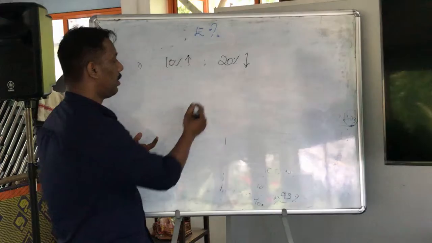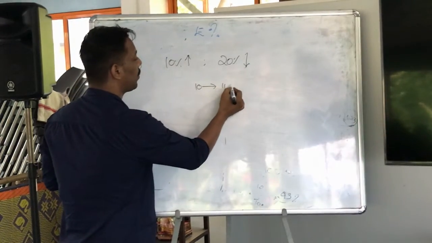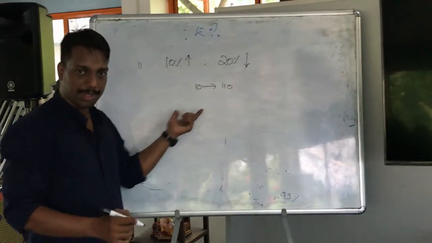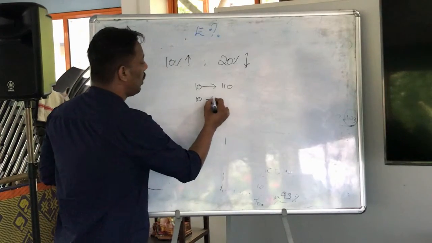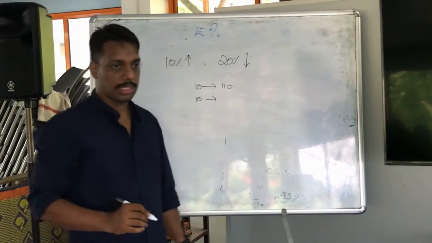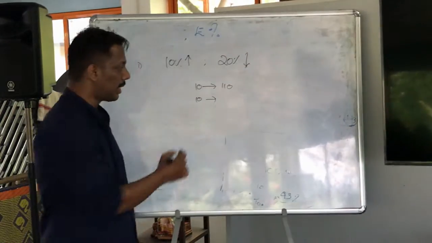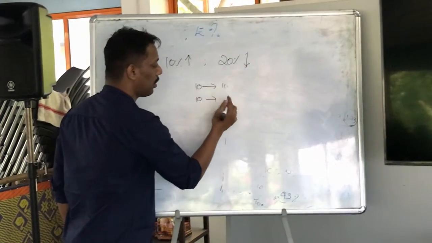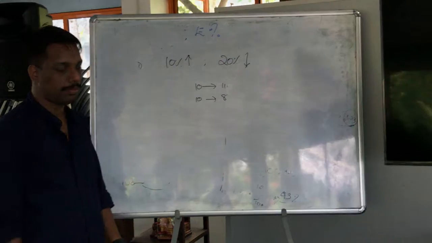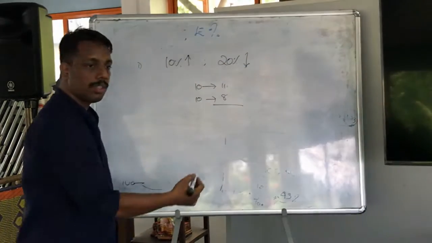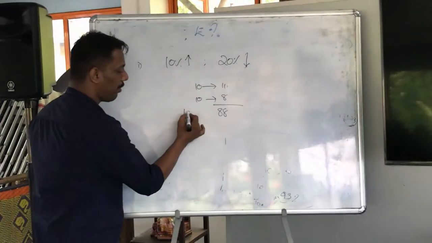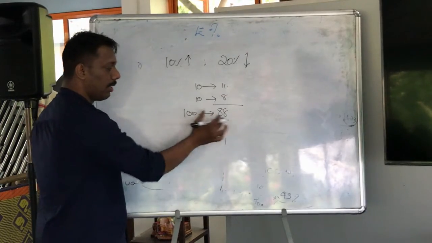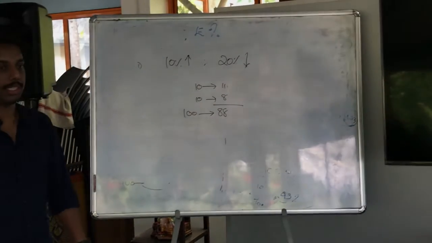Minus 12%. How? 10 becomes 11, which means 10% increases. 20% reduces, then 10 becomes 8, right? 11 into 8, 88. Which means if the initial value is 100, the final value is 88.